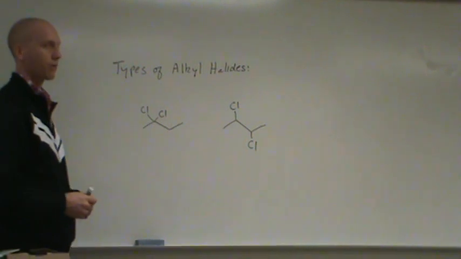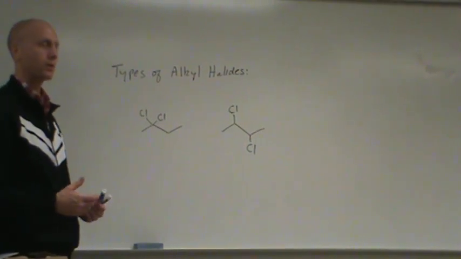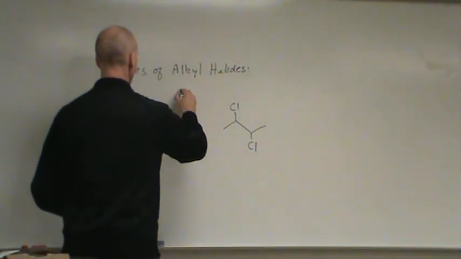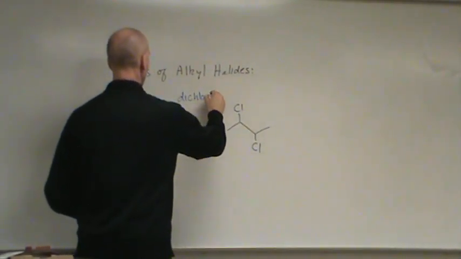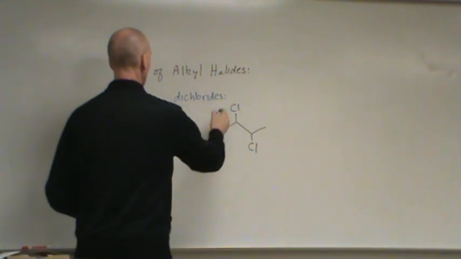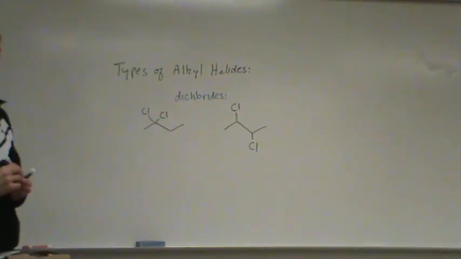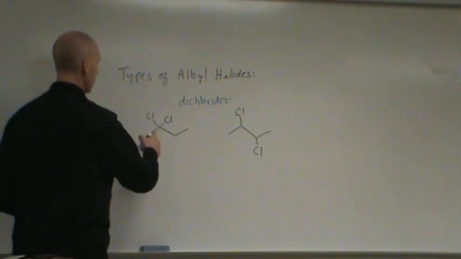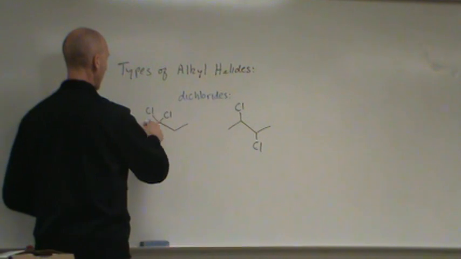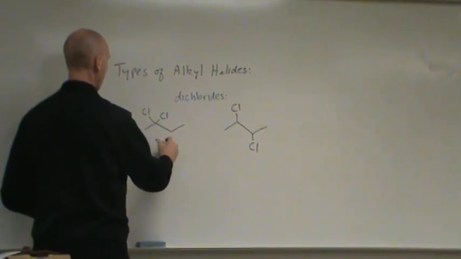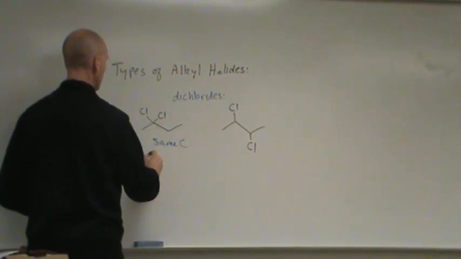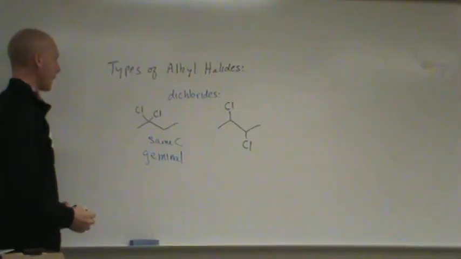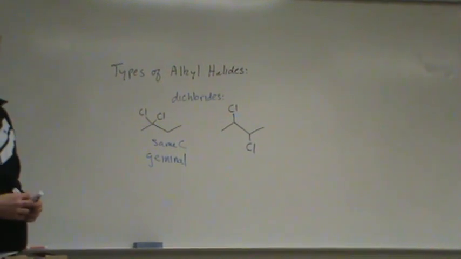Okay, so here you have what? Two halogens, so these would be dichlorides. Dihalides. And here we classify these two. The one where I got both of the halogens on the same carbon, this is what's called a geminal dihalide, or in this case, a geminal dichloride.